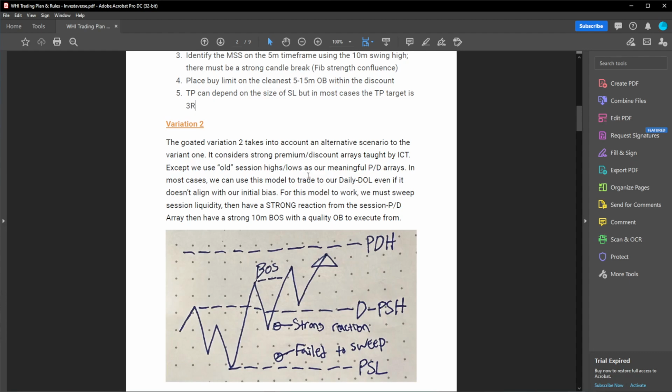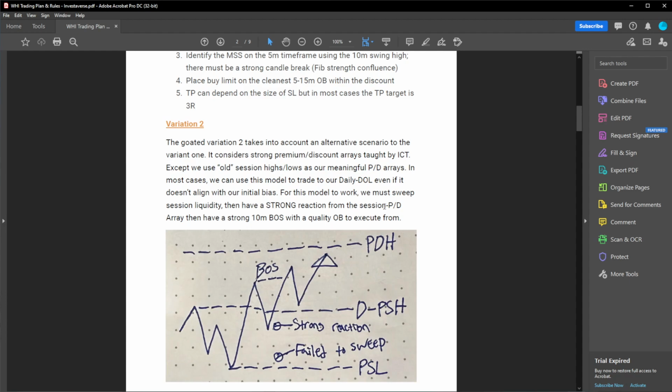As I've previously mentioned, any other swing highs and lows I consider to be internal. ICT has mentioned stuff like this before, but I'm not going to dive too deep into it. I'm not ICT. I'm not explaining his concepts. I'm just explaining my models that I took from stuff that he taught. In most cases, we can use this model to trade towards our daily drawn liquidity, even if it doesn't align with our initial bias.